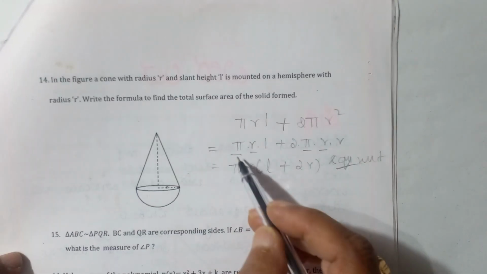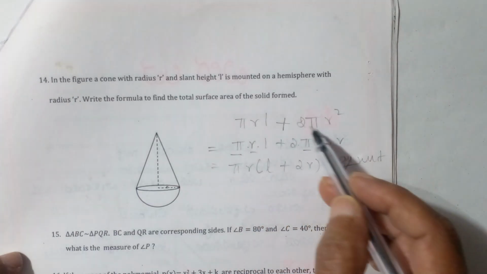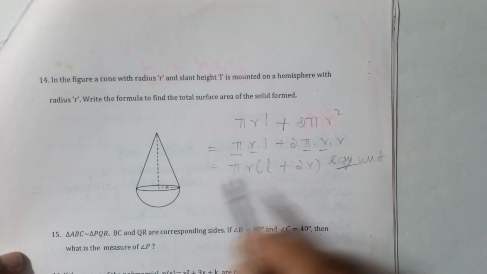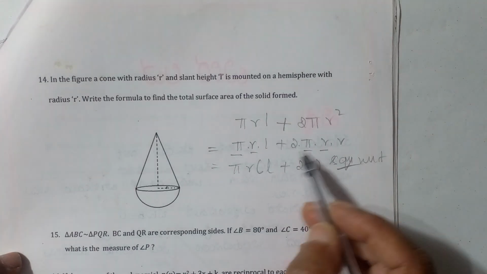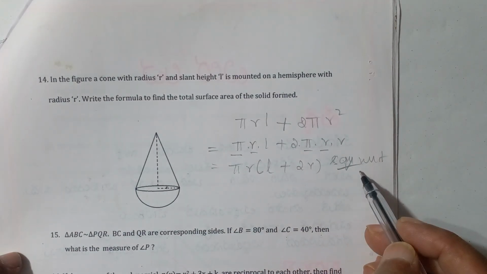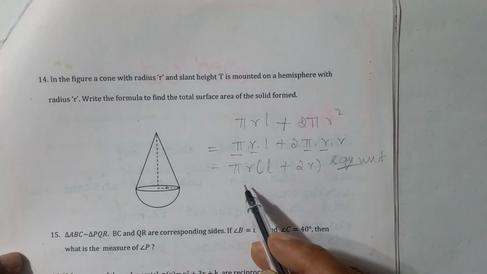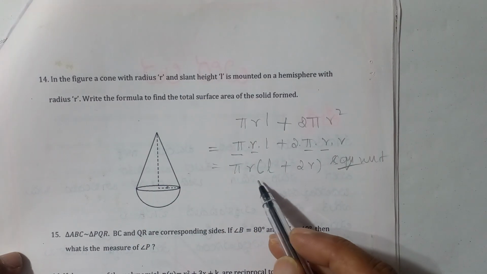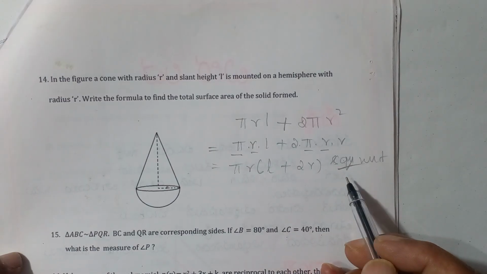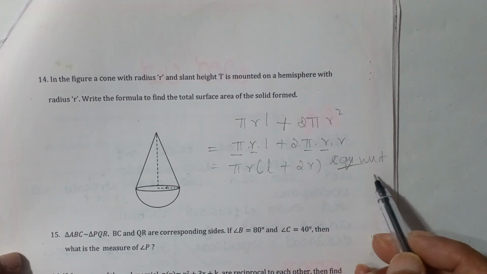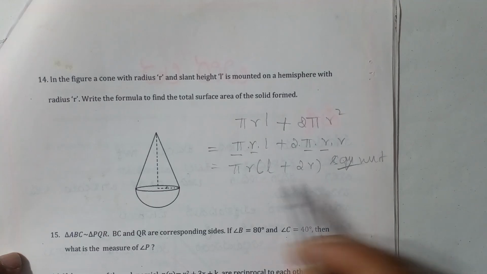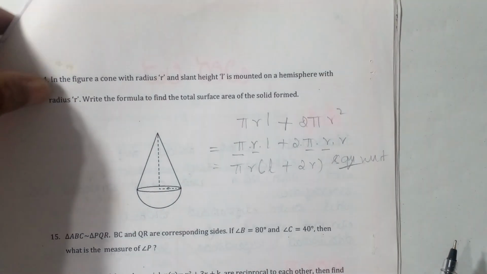Here you may write pi into r into l plus 2 into pi into r into r. Here pi r is common, I want to factorize. If you factorize pi r, inside the bracket l plus 2r. Don't forget to mention the unit, square units. Therefore, the formula you are getting is pi r into l plus 2r square units. In that way, you have to get the solution.